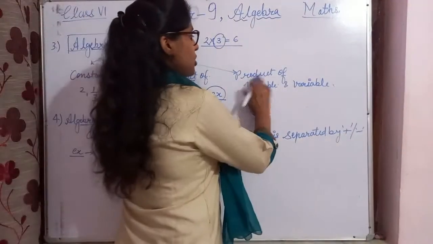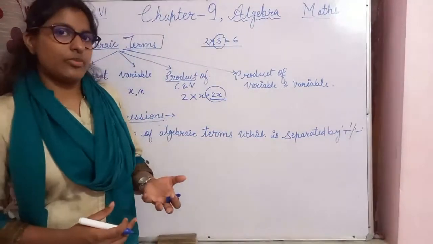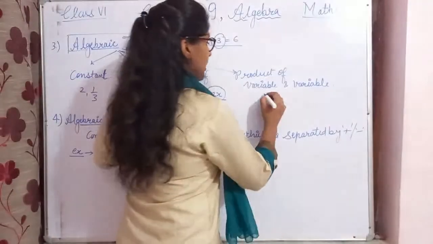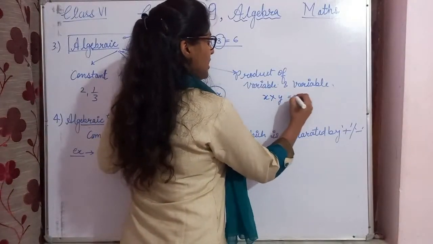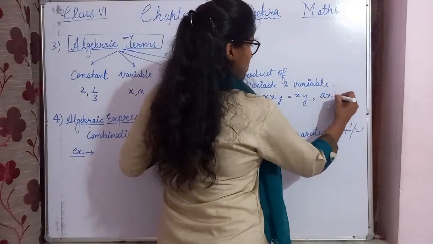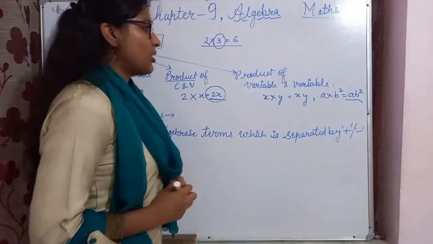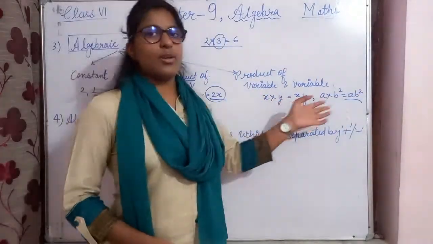Now next is the product of variable and variable. Here we are multiplying 2 variables together. We can multiply 2 variables, just like x multiplied with y, you can write xy. If a is multiplied by b square, you can write ab square. So this is the product of variable and variable.